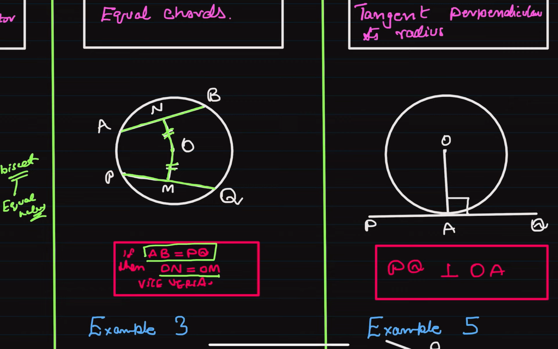For example, if this AB is given 16 centimeter, let's say, and PQ is also 16 centimeter, and if OM is, let's say, 5 centimeter, then ON should also be 5, right? That means equal chords are at the same distance from the center. And remember, when I say distance from center, I'm talking about the perpendicular distance, right?